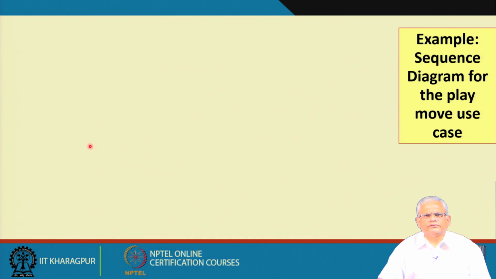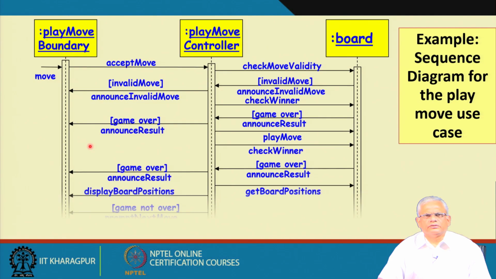Now, based on this simple intuition of the expert pattern, we can assign the two responsibilities, that is, to check the result and to play the next move, to the board class. Check winner is the responsibility of the board class. We had drawn it earlier intuitively, but now the expert pattern formalizes that.